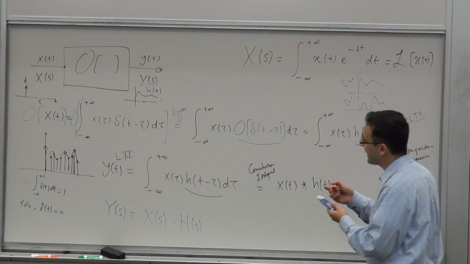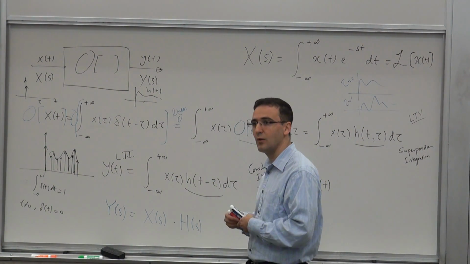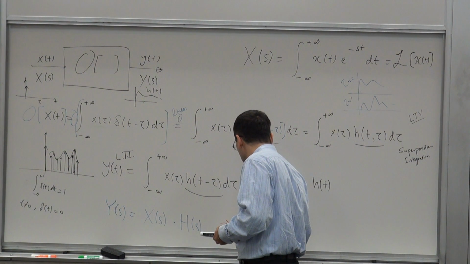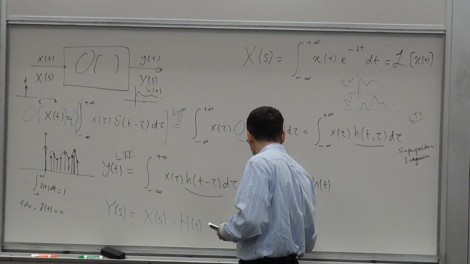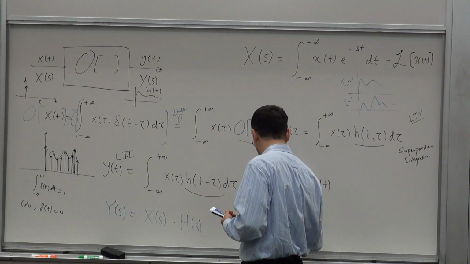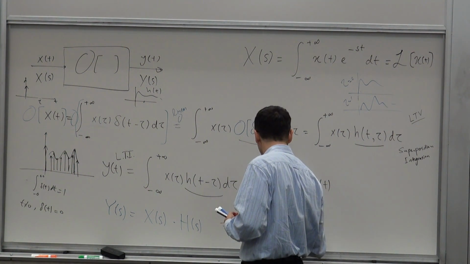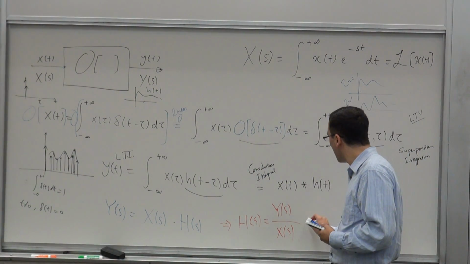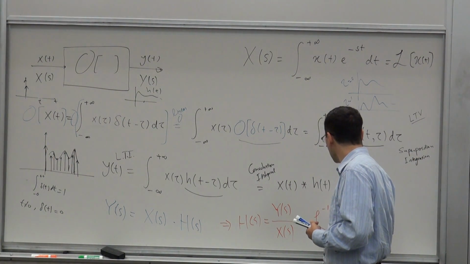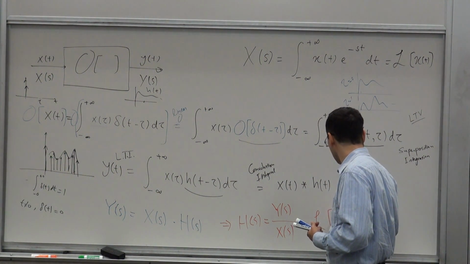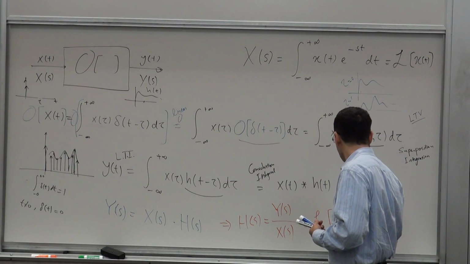Now, what this allows you to do is to define what we call a transfer function. The transfer function is simply the ratio of the output in frequency domain to the input signal in frequency domain. And it's nothing but the inverse Laplace transform. Actually, it is the Laplace transform itself, the Laplace transform of the impulse response.